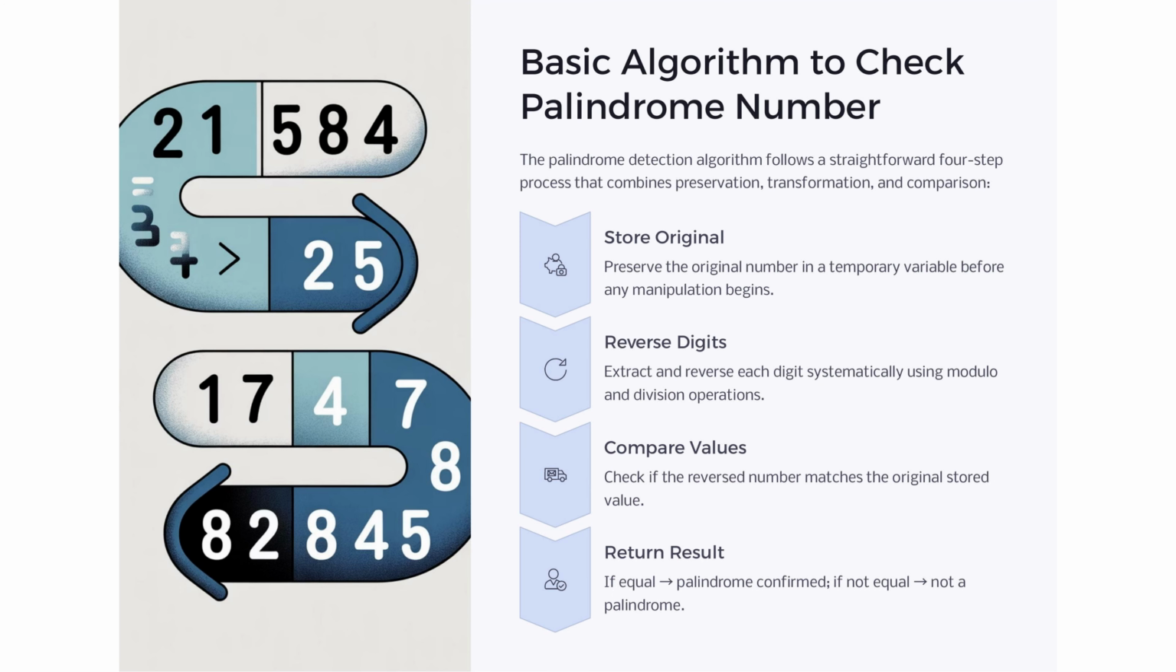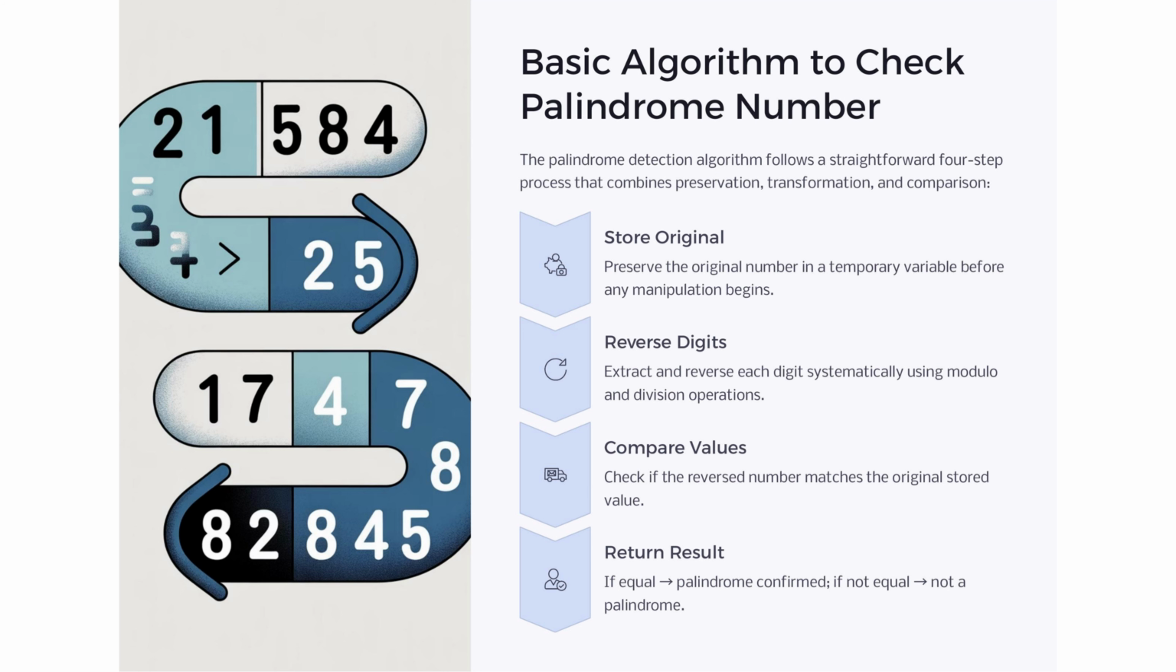The palindrome detection algorithm involves 4 steps. First, store the original number in a temporary variable. Next, reverse the digits using modulo and division operations. Then, compare the reversed number with the original. Finally, return the result. If they match, it's a palindrome.